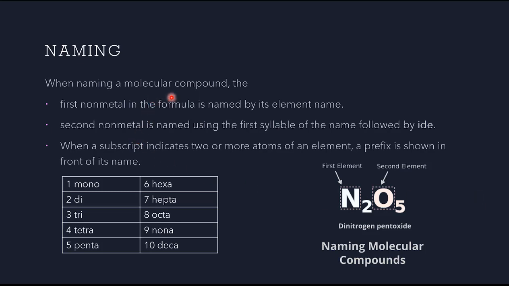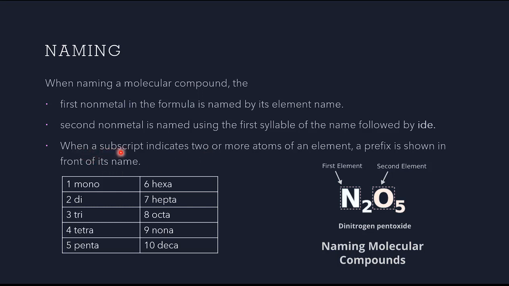So when naming a molecular compound, typically the first nonmetal in the formula is named by its element name. The second nonmetal is named using the first syllable followed by "ide," very similar to the ionic naming. However, what's different with molecular compounds compared to ionic compounds is that we do have to indicate the number of atoms in the molecule using numerical prefixes.